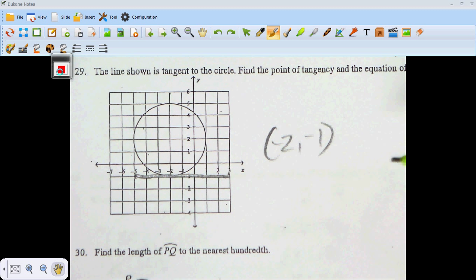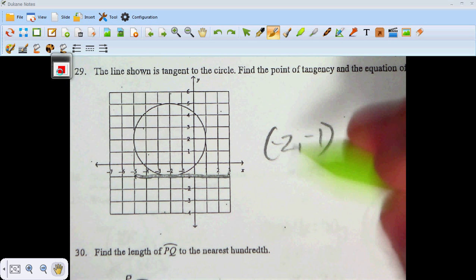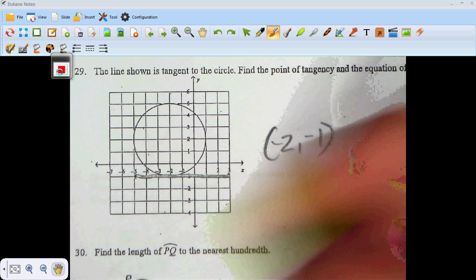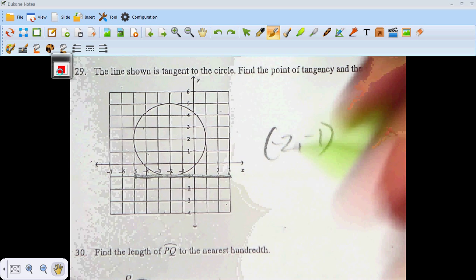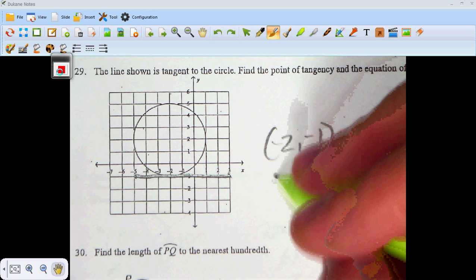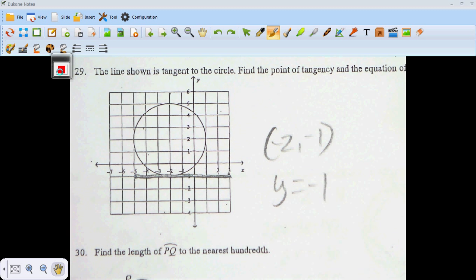What's the equation of the line? No, that's the point of tangency. What's the equation of the line? Here's my line right here. Again, y equals what? -1. Y is equal to -1.